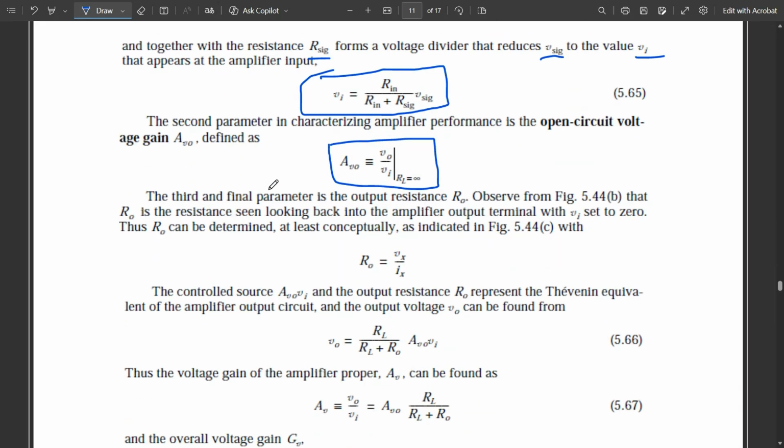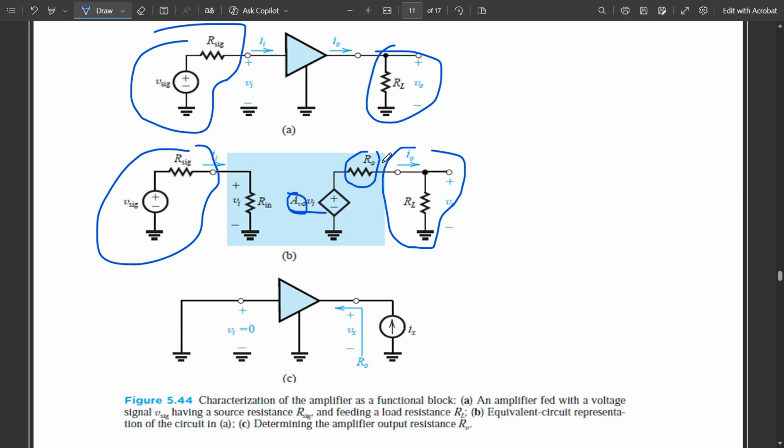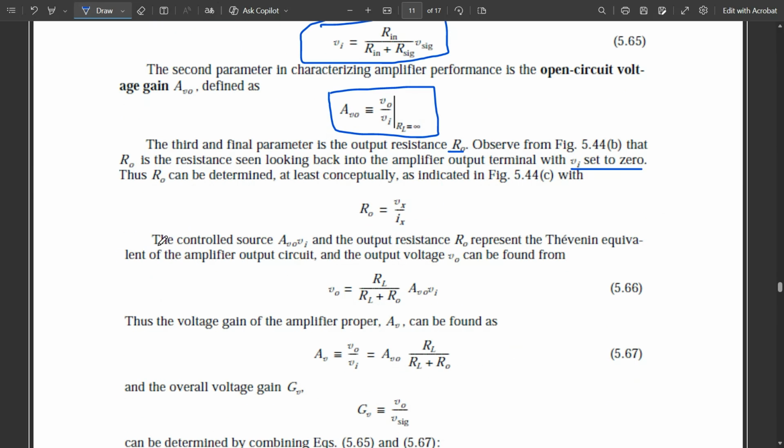And the third and final parameter is the output resistance R naught. Observe from figure 5.44b that R naught is the resistance seen looking back into the amplifier output terminal with Vi set to 0. Okay, so it is kept in the amplifier output terminal when Vi is set to 0. Thus, R naught can be determined at least conceptually as indicated, that is R naught is equal to Vx divided by Ix.